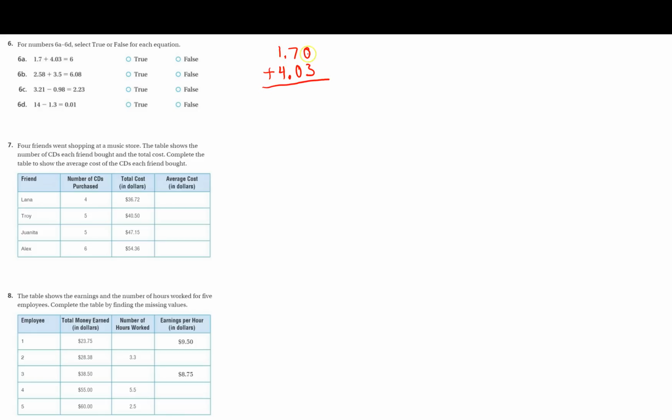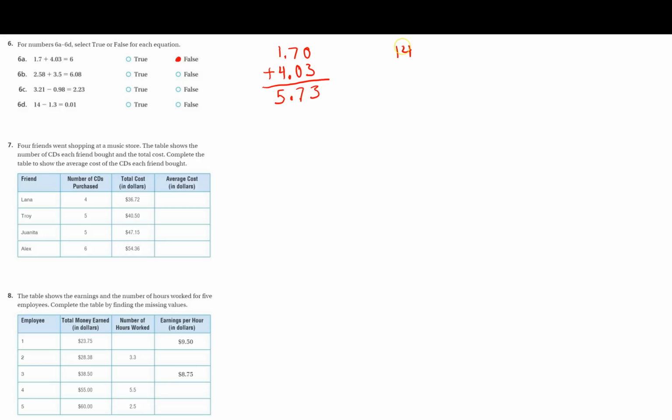Okay, I add these up. 0 plus 3 is 3. 7 plus 0 is 7. Decimals stay lined up. 1 plus 4 is 5. So that should equal 5.73. They said it equals 6, so that is false. Okay. All right, let's do the next one.